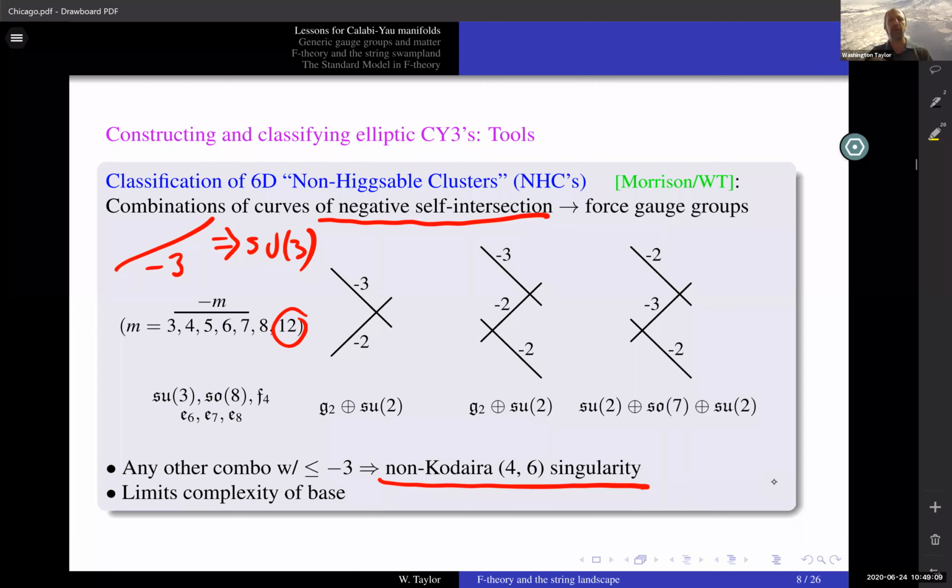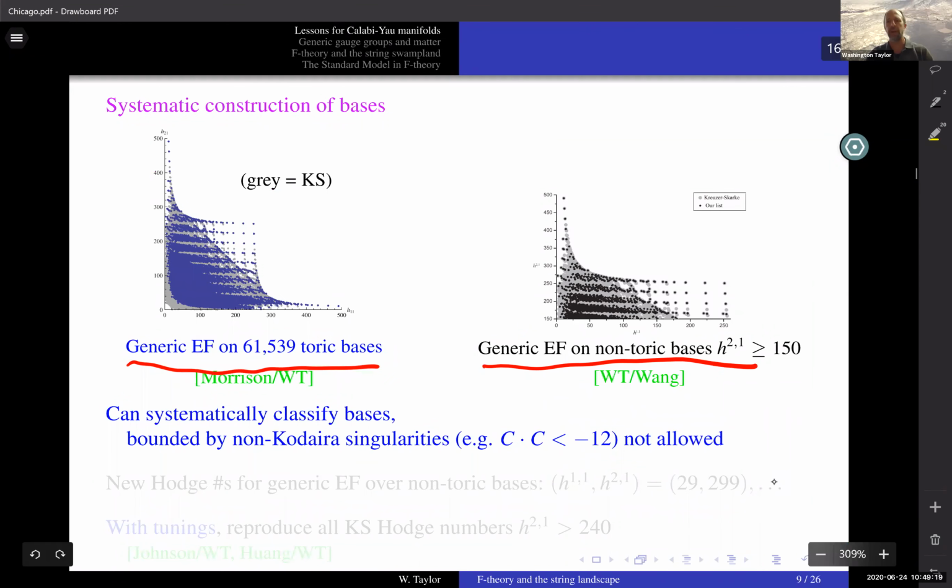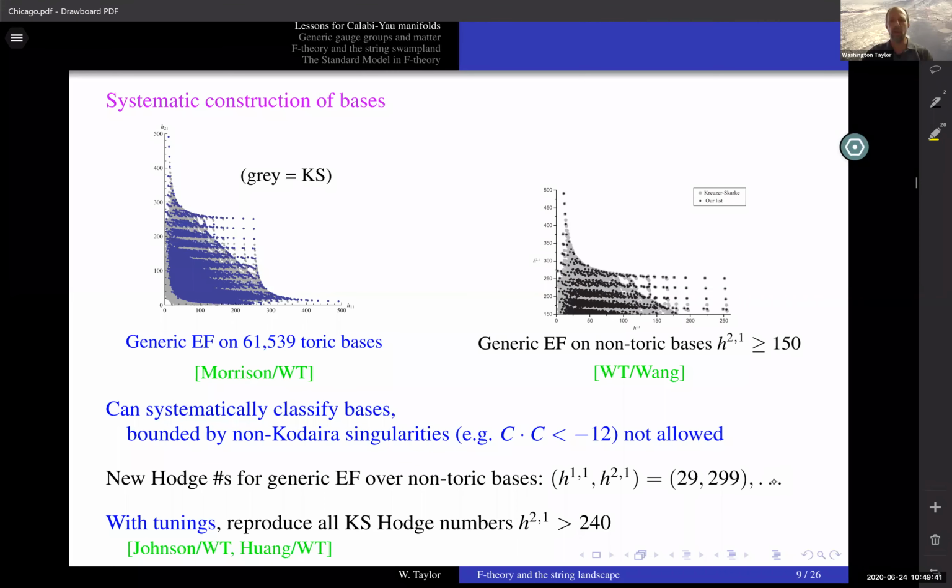So with Dave Morrison some years back, we constructed all the 60,000 toric bases that support elliptic fibrations. With Yinan Wang, we constructed all the non-toric bases, forgetting about toric geometry, above a certain Hodge number. And basically, we have a pretty systematic way of proceeding. It gives us some new Calabi-Yaus we didn't know about before. If we then do tunings, we can reproduce essentially all of those things that we showed earlier in the Kreuzer-Skarke database that had elliptic fibrations. Okay, so that's a quick summary of what we know about elliptic Calabi-Yau threefolds.